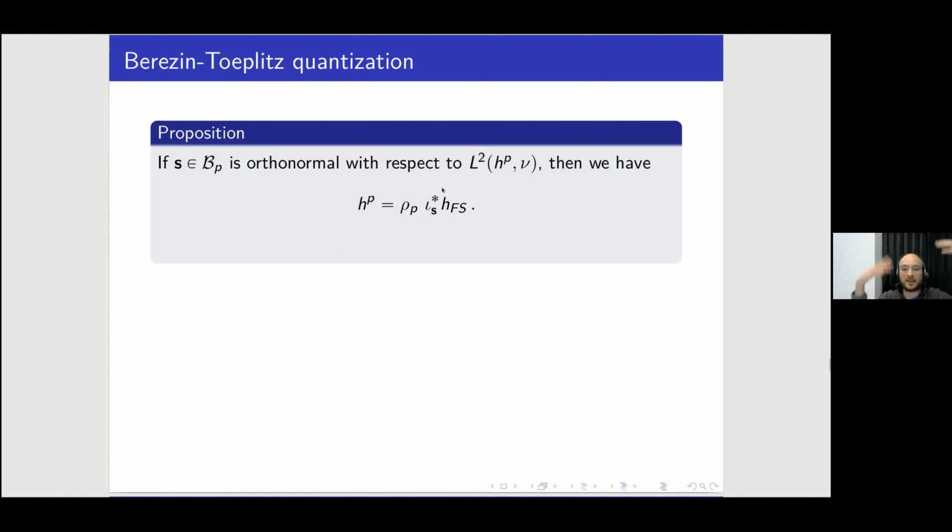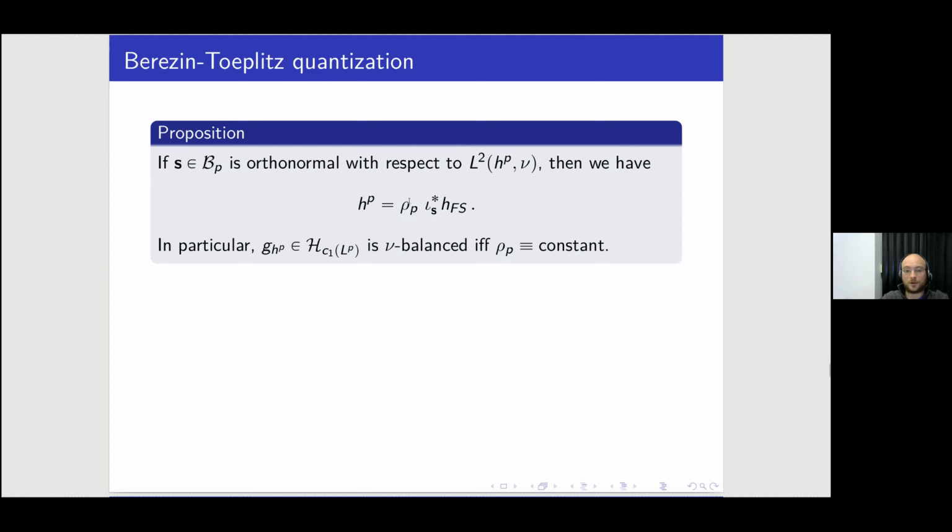So the Fubini-Study metric is the positive Hermitian metric on the dual tautological line bundle of CP^N, which induces the Fubini-Study metric, which you can pull back on L^p. The difference with the metric you started with, when you pull back with an orthonormal basis with respect to L2, is this function rho_p. And this is easy, it's a lemma, right?